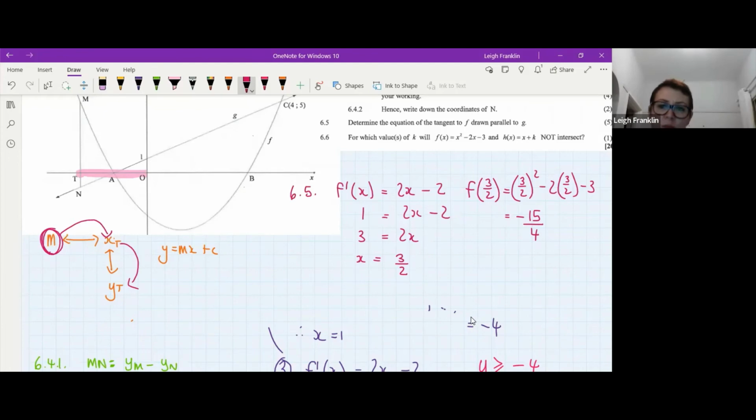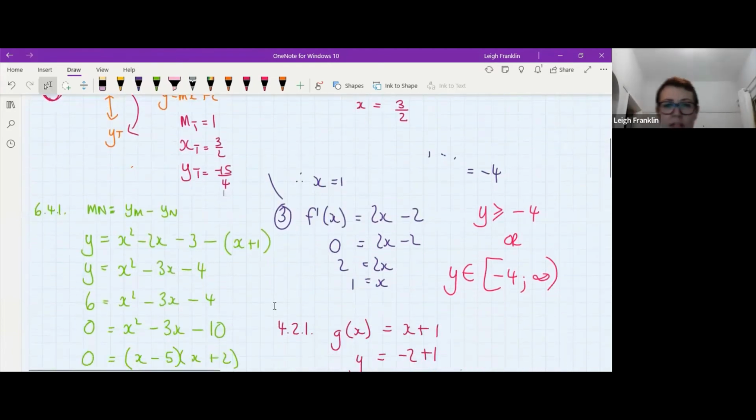So that means we've got the gradient, the m at t, we've got the x at t, we've got the y at t. Everybody happy with that? The m at t in this case is 1. The gradient at the point of tangency is 1. The x coordinate at the point of tangency is 3 over 2. The y coordinate at the point of tangency is this nasty negative 15 over 4. Now we are ready to go and find our equation.